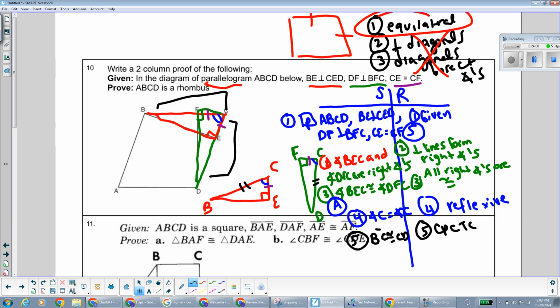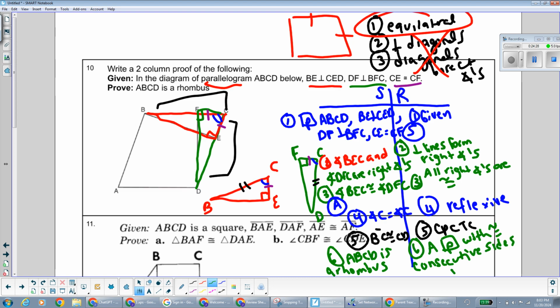And now we know it's a rhombus. So we can end our proof by saying ABCD is a rhombus. And here's our reason. A parallelogram with congruent consecutive sides is a rhombus. All done.